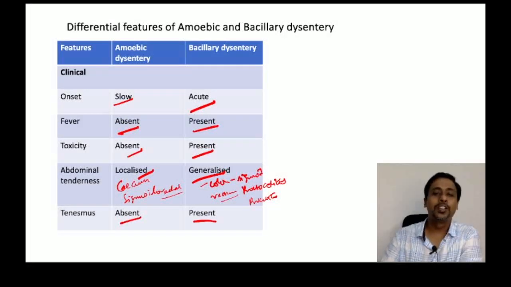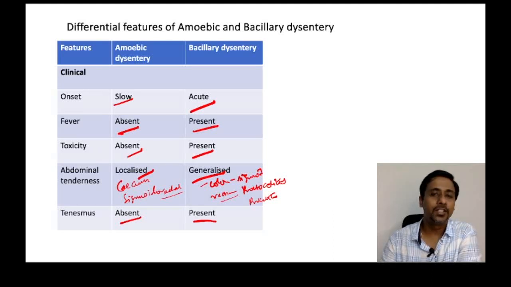So now let's do a quick recap of the differences between these two. Clinically, onset is acute in bacillary dysentery because of rapid multiplication. Fever is present in bacillary dysentery because of inflammatory mediators, cytokines and toxins. Toxicity is present in bacillary dysentery because of the toxins and other mediators. Abdominal tenderness is generalized in bacillary dysentery because of the descending nature of the intestinal tract infection, whereas it is localized in amoebic dysentery. And tenesmus is present in bacillary dysentery because of longitudinal superficial ulcers.